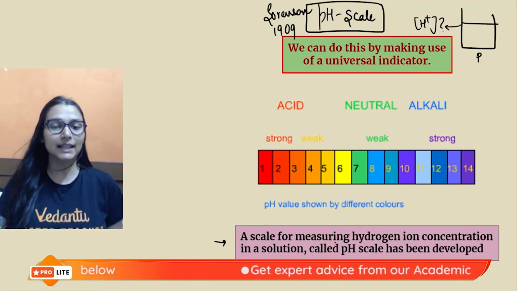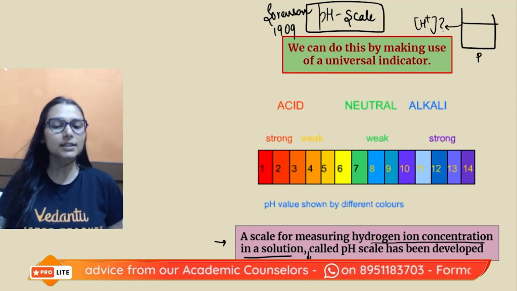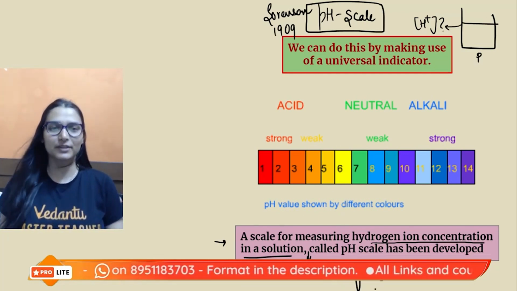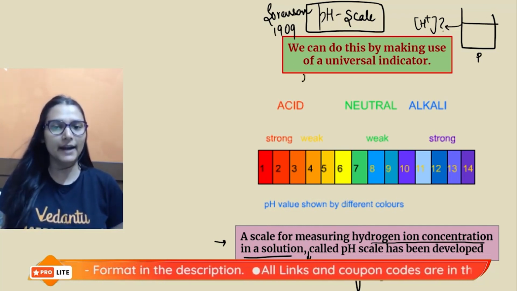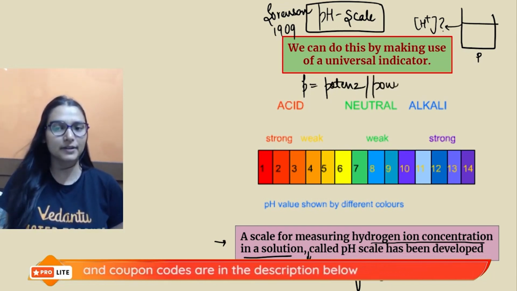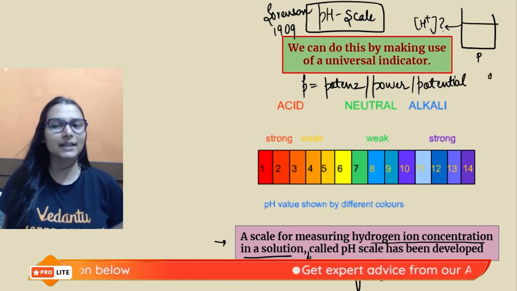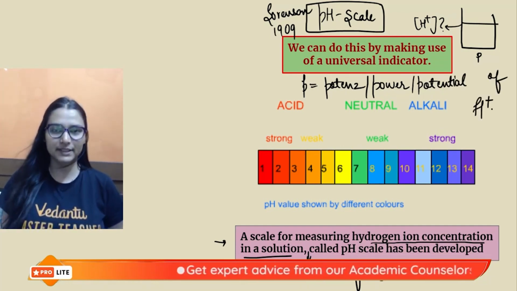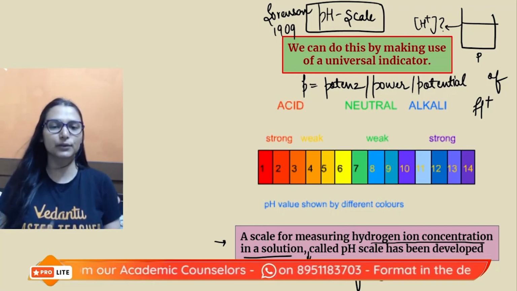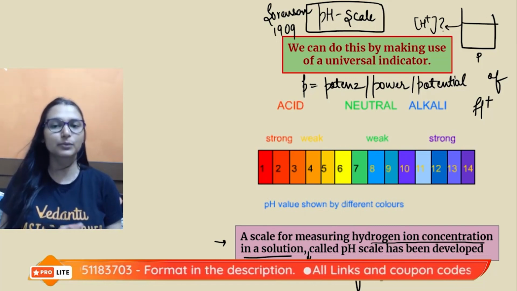So that is the pH scale, a scale that measures hydrogen ion concentration in a solution in terms of numbers. It will tell you exactly how many ions are present. And P over here stands for potence, meaning power, or potential, that is strength. And H here means H plus ions. So the pH scale tells you the potential of H plus ions, that is, in the given solution how many H plus ions are present. You can know it with the help of the pH scale.